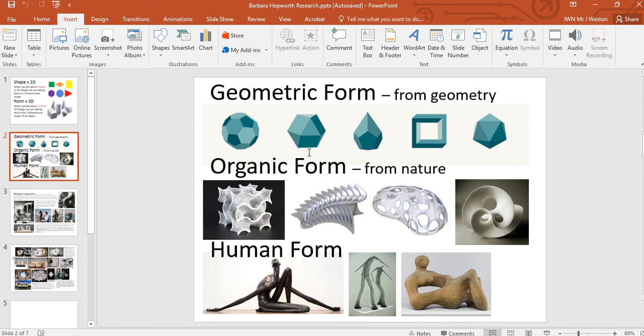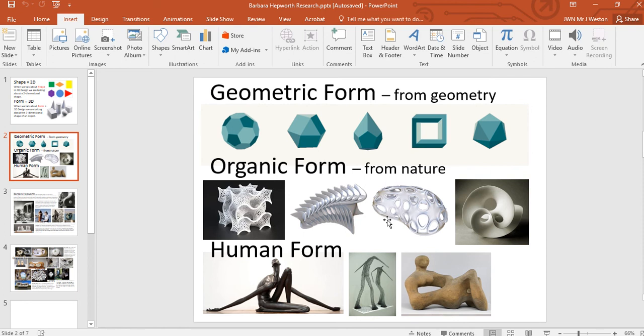And the common element there is usually, obviously, that the shapes that make up the form use straight lines. Organic form could be seen as being taken from nature. Okay, so a lot of designers are inspired by organic form, and we'll probably be using that term a lot in the future with regards to 3D design. And you can see some examples of organic form here.